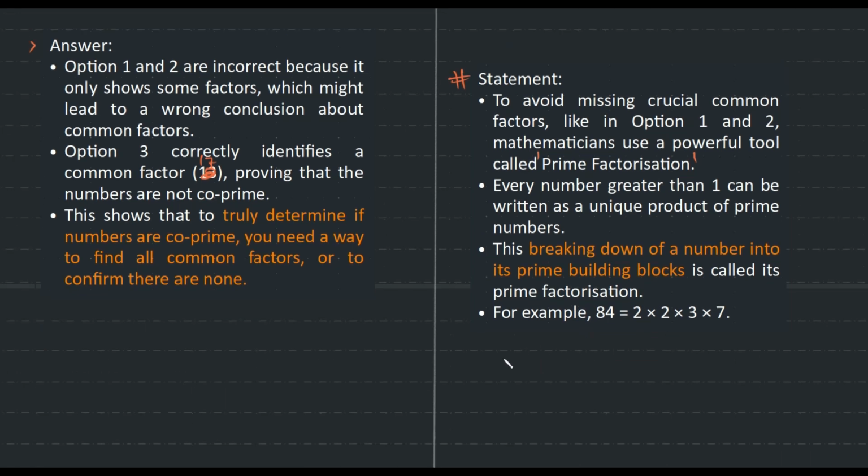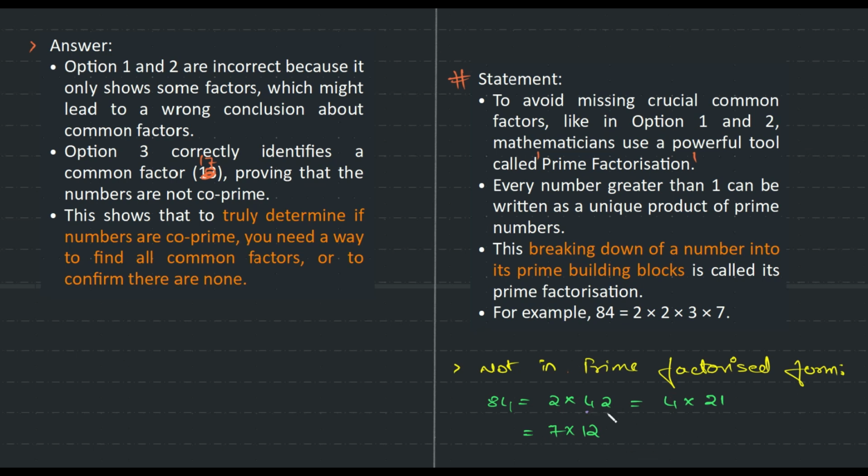I'll explain this way. See, 84. Let me put a subheading: prime factorized form. See, 84, I can always write this as 2 into 42. This can also be written as 4 into 21. We can also write this as 7 into 12. So we can write it in so many ways, but all of these are not prime factorization.